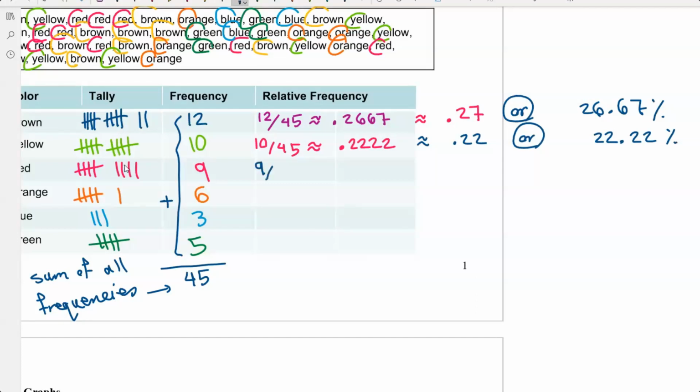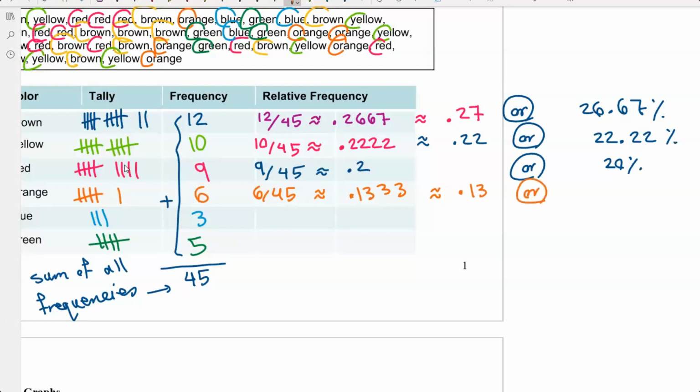Now here we have 9 divided by 45, 20%. So 6 divided by 45. We have 0.1333. Here we have 0.13. And that is 13.33%.